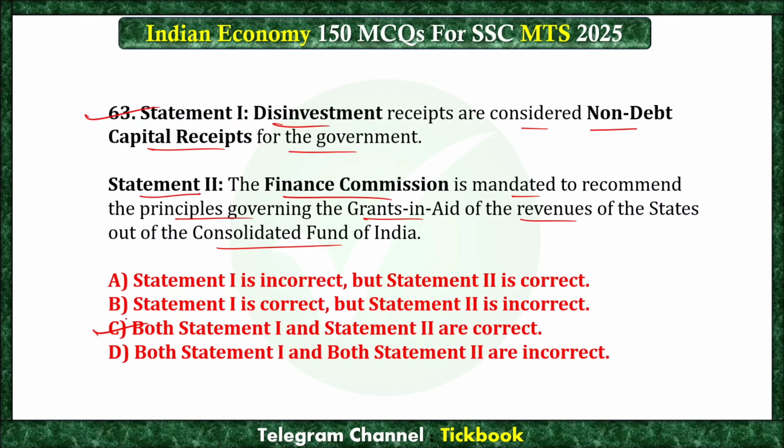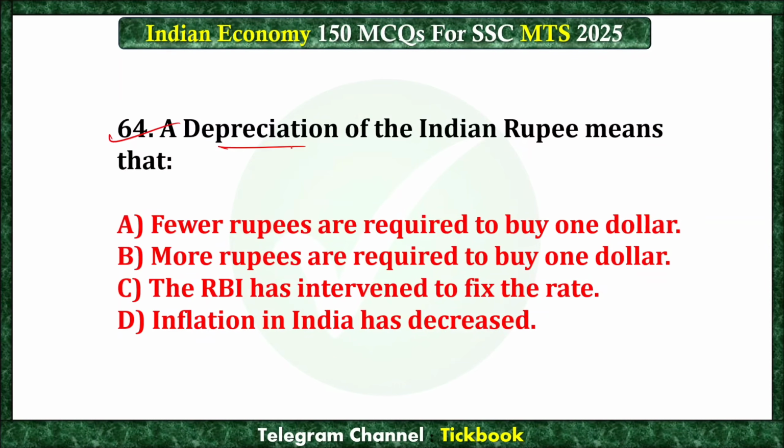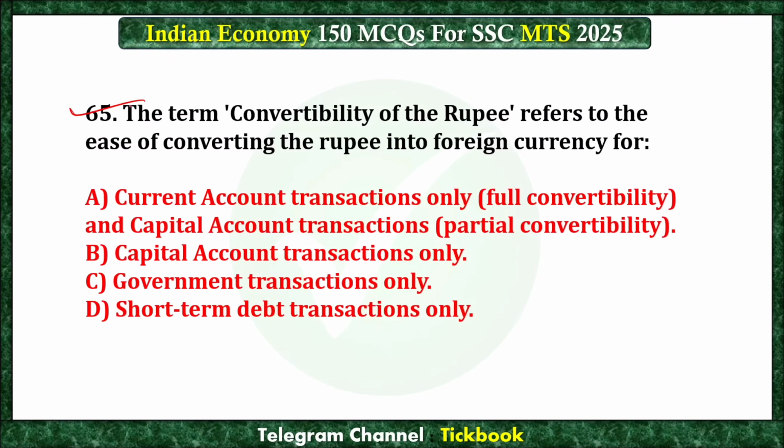C. Both statement 1 and 2 are correct. 64. A depreciation of the Indian rupee means that more rupees are required to buy $1. Option B. 65. The term convertibility of the rupee refers to the ease of converting the rupee into foreign currency for option number A, current account transaction only, full convertibility, and capital account transaction, partial convertibility.